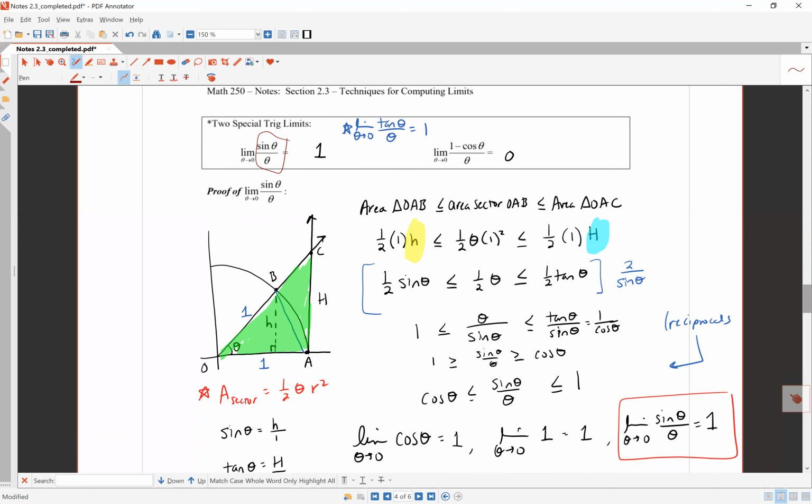If anyone is interested in how to prove that the limit of sine of theta over theta as theta goes to 0 is 1, let's just meet up in Zoom and we'll do it live. I think that's a lot easier.